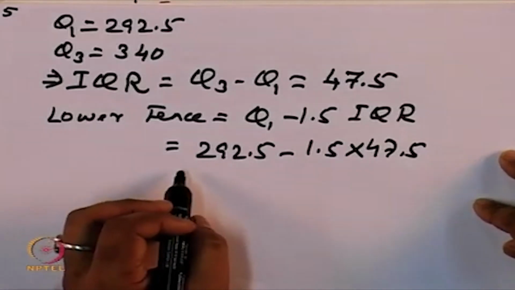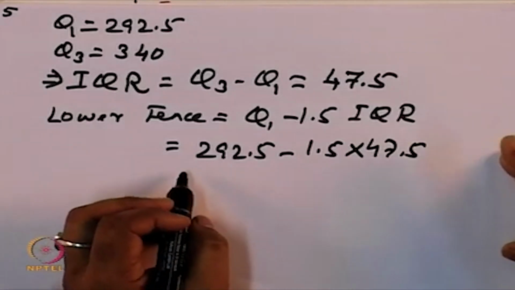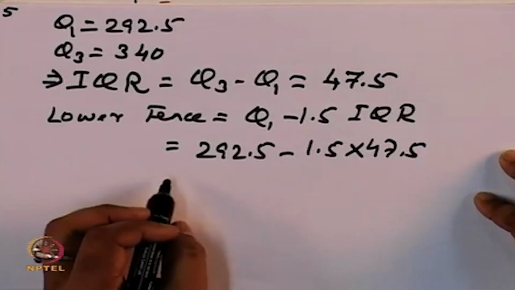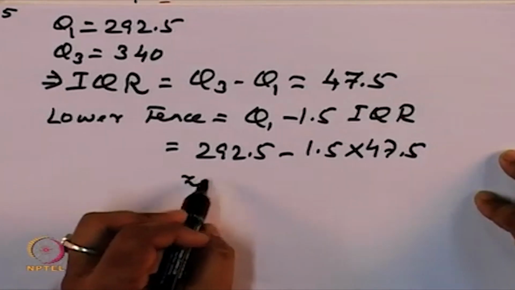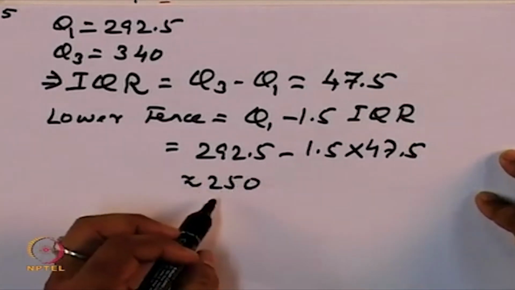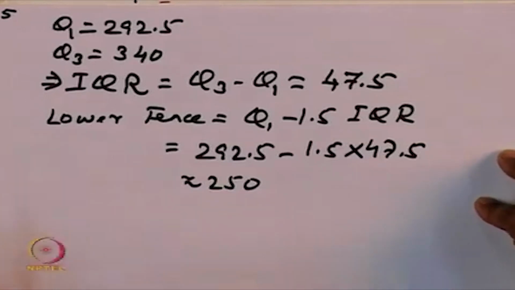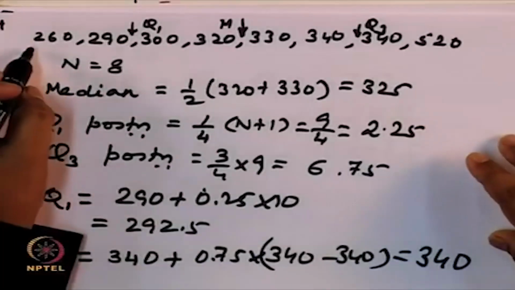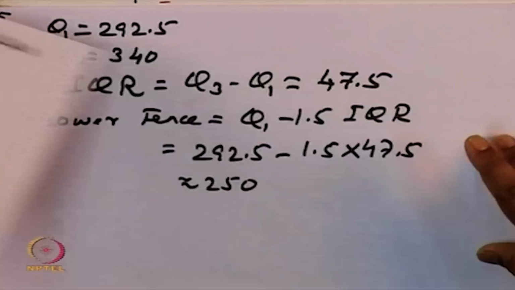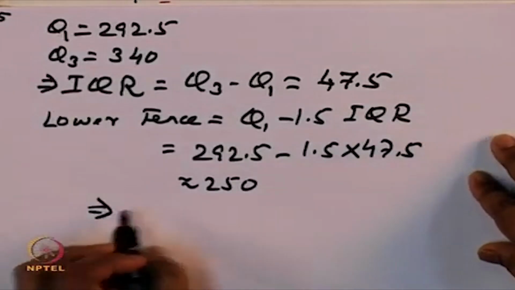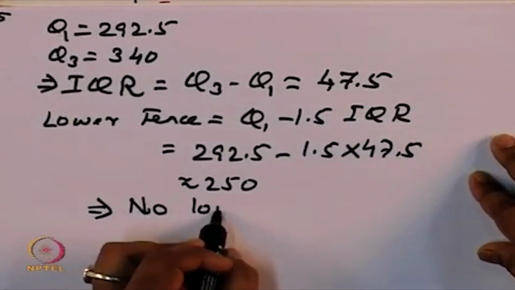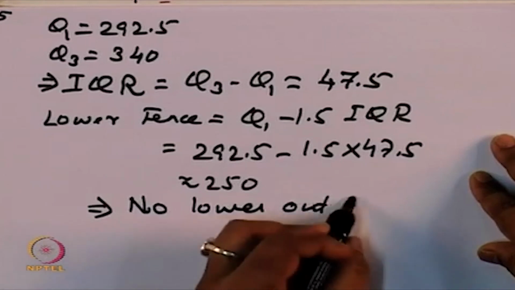So which will be around, let us say 1 times is 47.5, which will be around 250. I do not know the exact value, please calculate that. But as you can see, if you look at our points once more, the lowest value is 260. That means that there are no lower outliers. So this implies that there are no lower outliers.